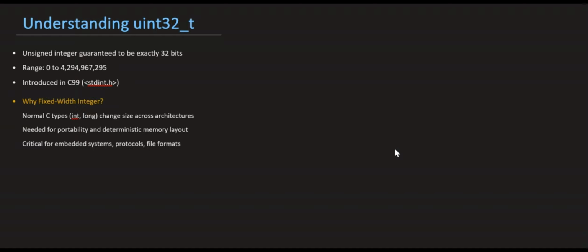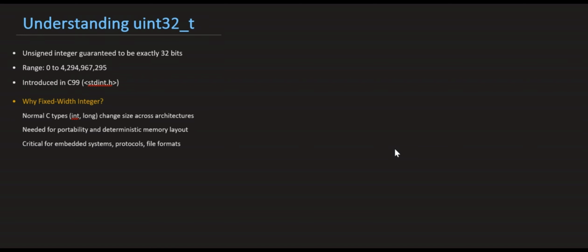Have you ever wondered what uint32 really means in C programming and why embedded engineers use it everywhere? I find it very fascinating, and I will tell you exactly why it is important for an embedded firmware engineer to use it everywhere in the programming of an embedded system.